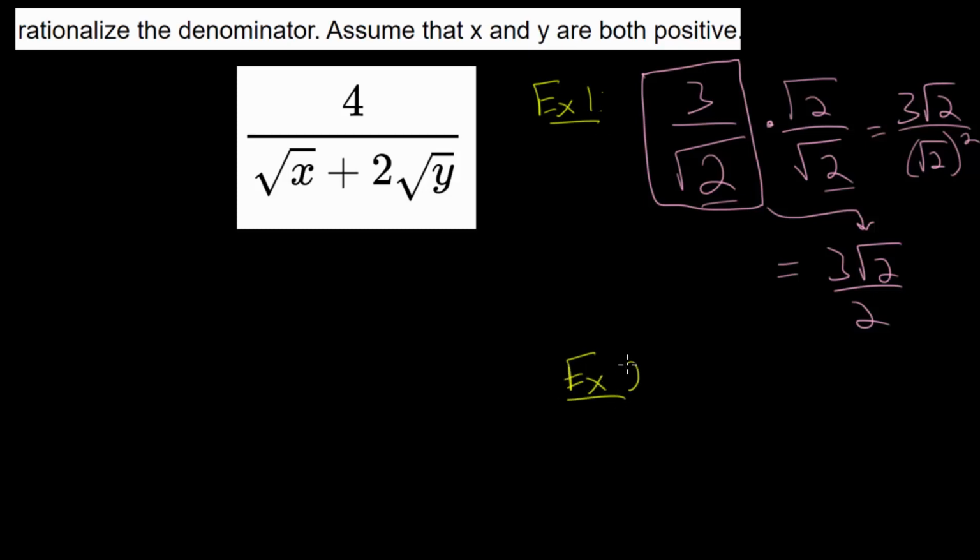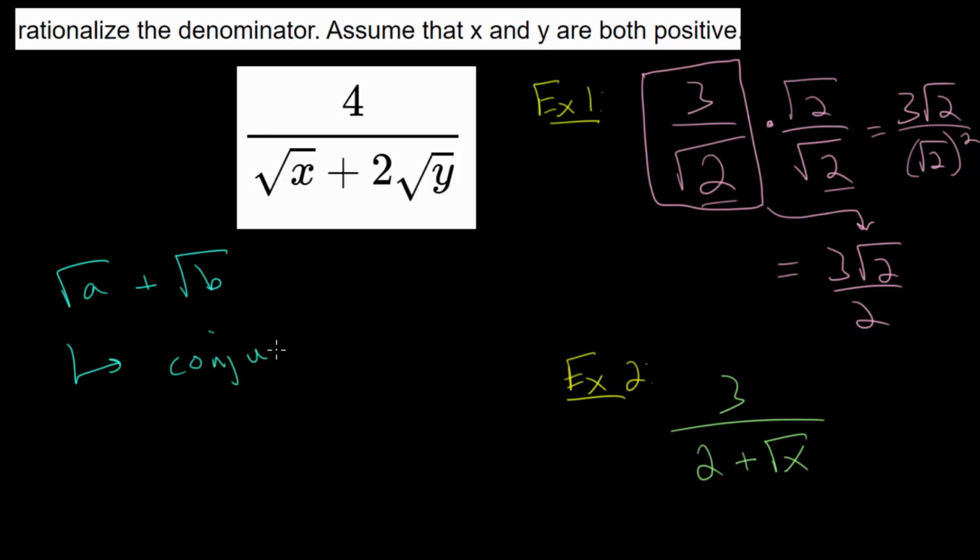The second example, we can look at one that's a bit more complicated, where let's say we have 3 over 2 plus the square root of x. To rationalize this denominator, we need to multiply top and bottom by what we refer to as the conjugate of this radical expression. And the conjugate is fairly straightforward. Let's say we have root a plus root b, then we would say the conjugate would just be root a minus root b.